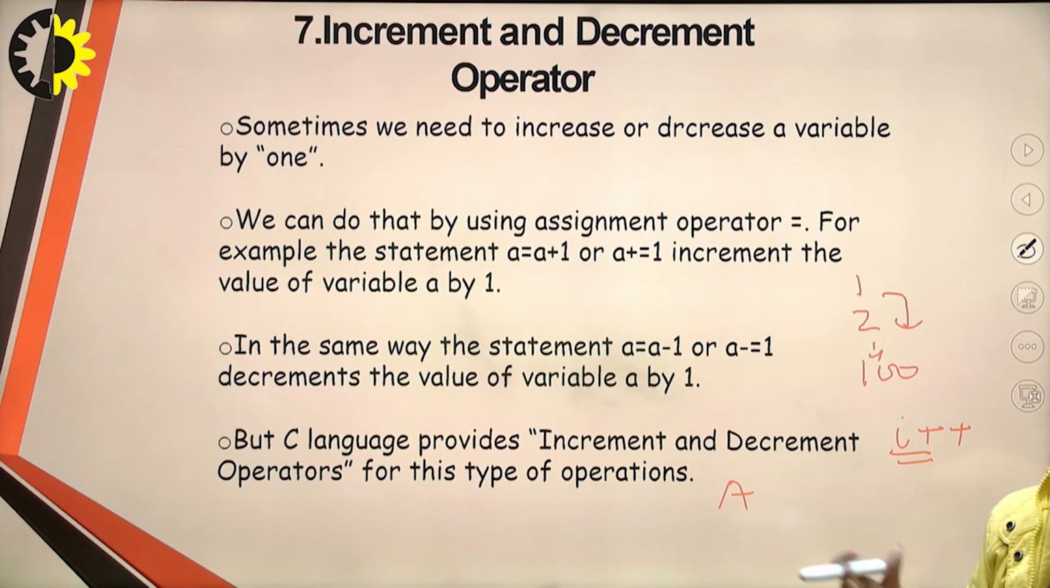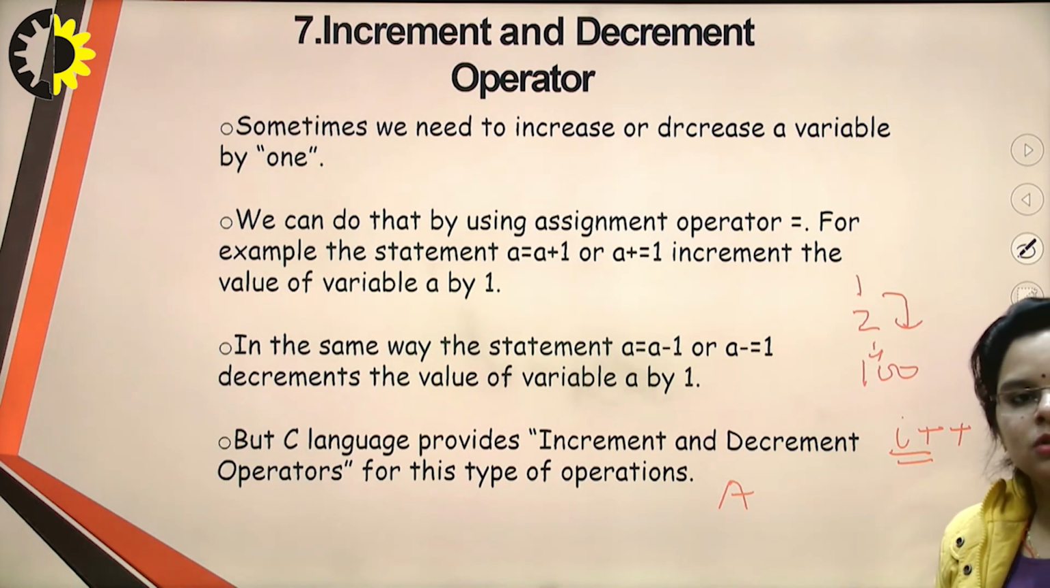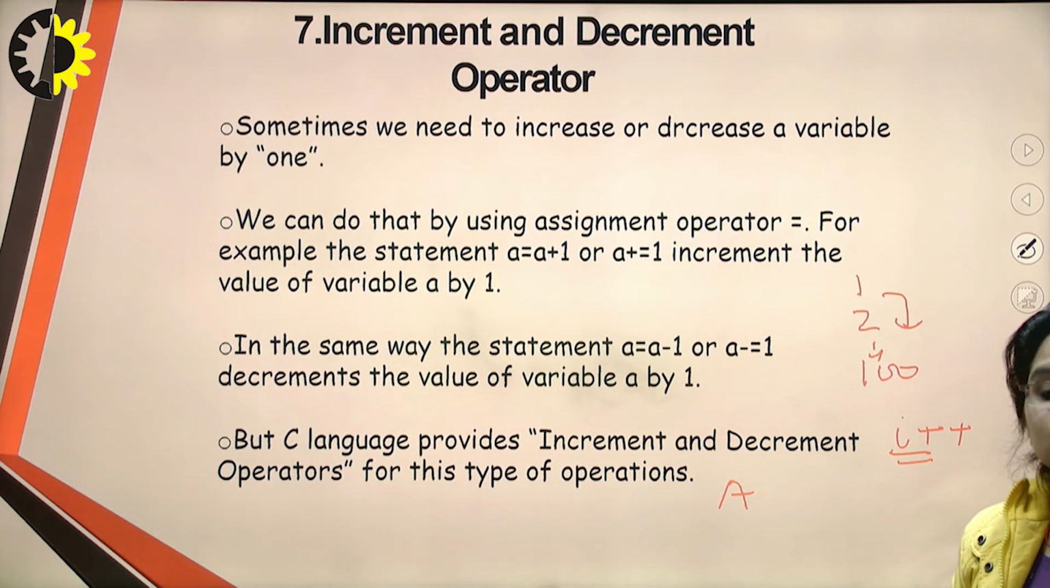Suppose we are going to write a program to print all the even numbers from 1 to 100, or we are going to print the table of any number. So in these types of problems, increment or decrement operators are used. We can do that by using assignment operators as well. For example, the statement a equals a plus 1 or a plus equals 1 increments the value of a by 1.